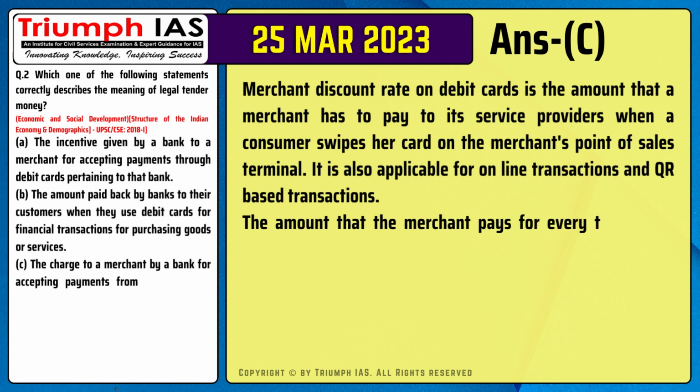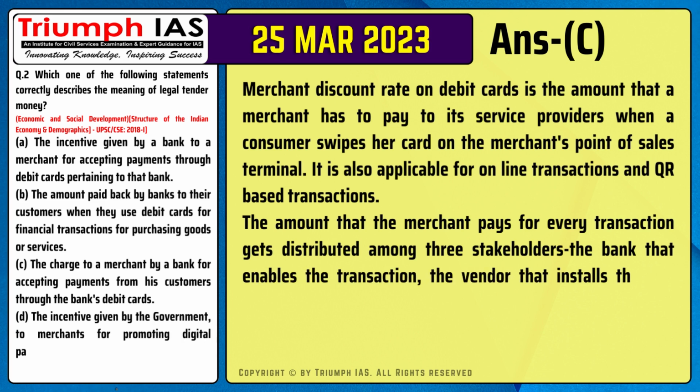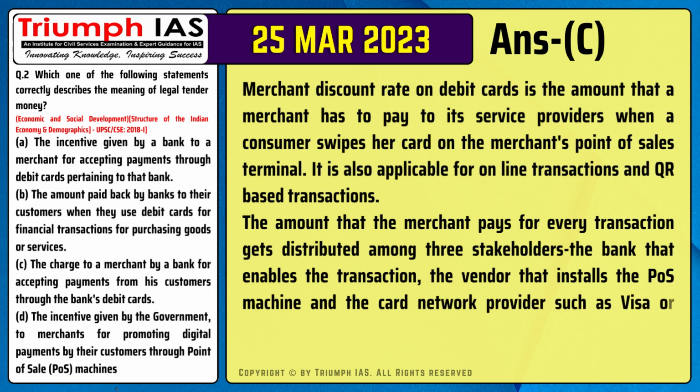The amount that the merchant pays for every transaction gets distributed among three stakeholders: the bank that enables the transaction, the vendor that installs the POS machine, and the card network provider such as Visa or MasterCard.